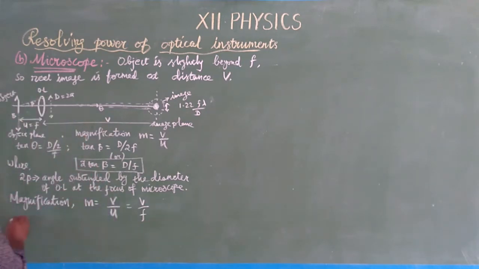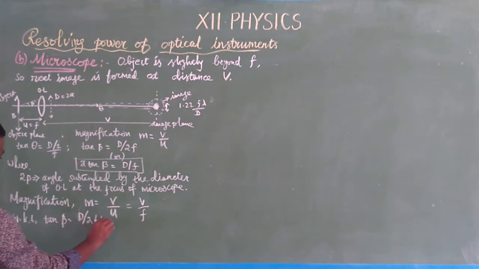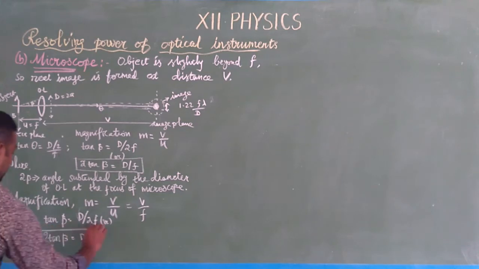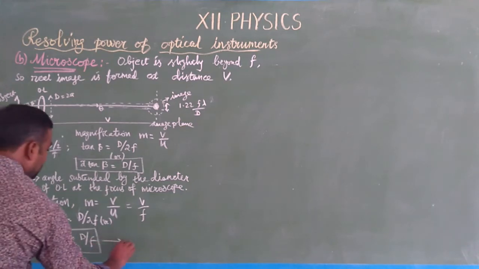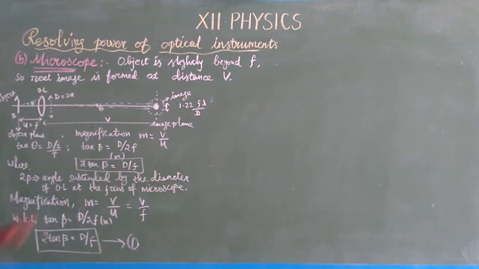Already we know that tan beta is equal to d by 2f, or 2 tan beta is equal to d by f. This is equation number 1. Both are also the same. We have calculated in both methods. We have calculated using the magnification, and we have calculated using the objective lens of this microscope.